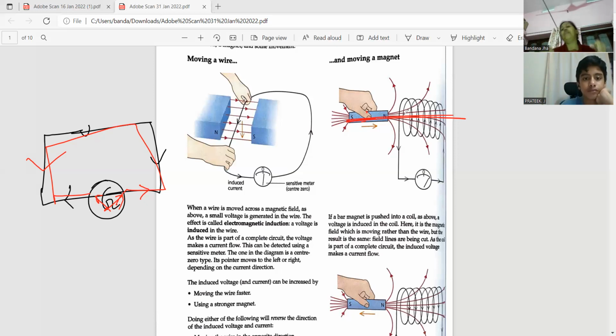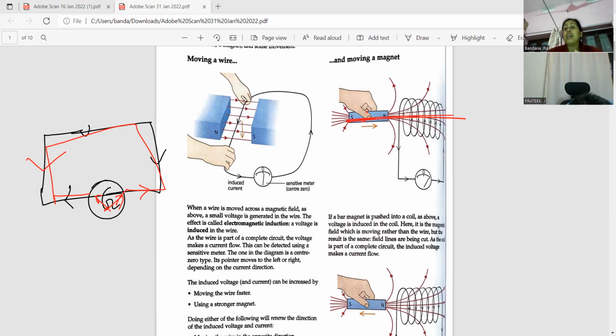Similarly, when I insert a bar magnet again and again in the solenoid, which is not at all connected with any other source, it is just connected with a galvanometer, then the current is being induced. Induced means what? It generates. The current starts inducing in my solenoid.